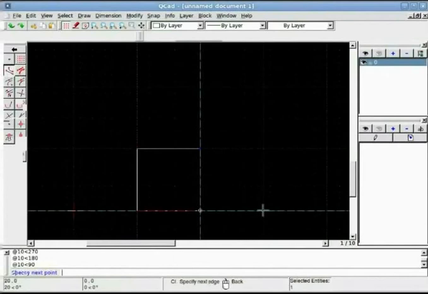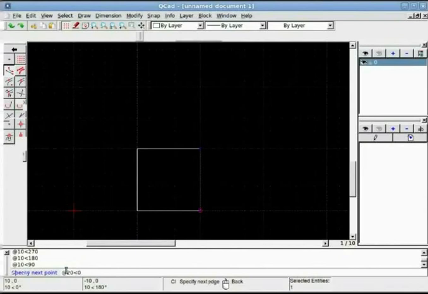So I use the command line to specify my next point. I can use the relative polar coordinate system here. Since it is relative, I say at. Now the distance, I know it is 20, and since it is in the 3 o'clock direction, which is default 0 angle, I say at 20, angle 0, and enter.